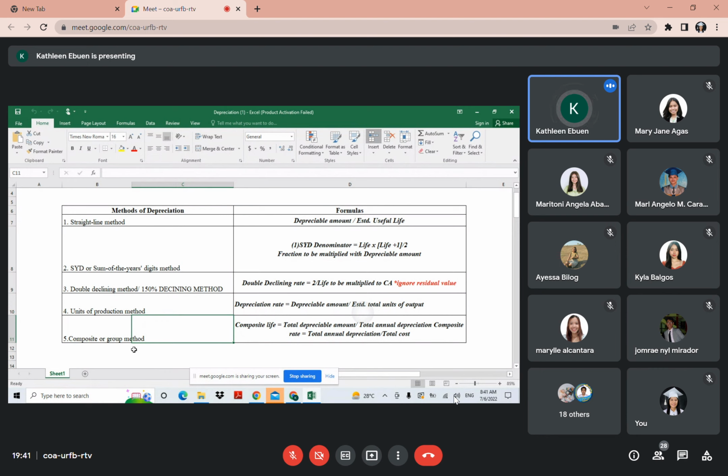Sa composite naman or group, kaya siya tinawag na group method kasi pagsasamahin po natin lahat ng depreciation na nandun sa group na yon, no? Group of assets, pagsasamahin natin doon yung depreciation nila, and then yun yung annual depreciation na i-record natin. And then, kinukuha din doon is the composite life. So, pwede din tanungin sa inyo sa problem, what is the composite life of the group of assets? So, total depreciable amount over the total annual depreciation. Pag tinanong naman si composite rate, so total annual depreciation over the total cost.